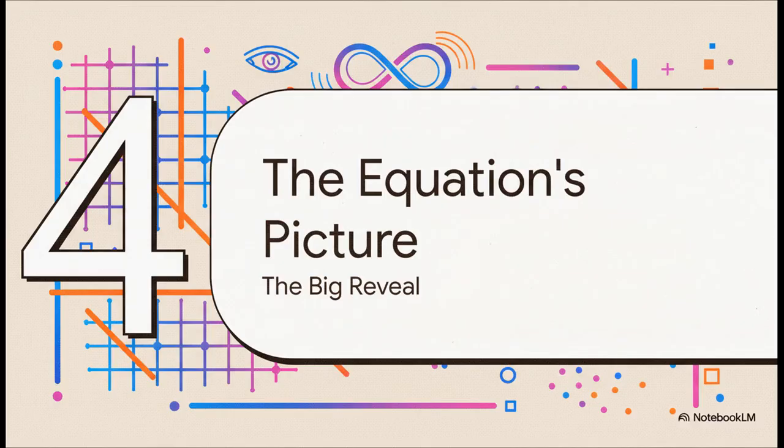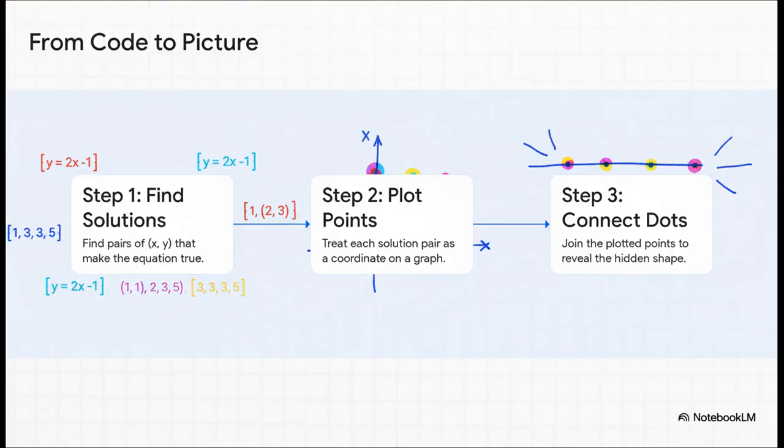This brings us to the big reveal, the moment we've been waiting for. It's time to take all those infinite solutions and finally see the picture they've been trying to draw for us this whole time. So how do we actually turn this number code into a picture? It's actually a pretty simple process. First, you take a solution pair, something like (2, 2). Then you just treat it as an x, y coordinate. Third, you plot that point on a 2D graph. Then you do that for a few more of our solutions. And finally, the magic step: you connect them and see what pattern pops out.